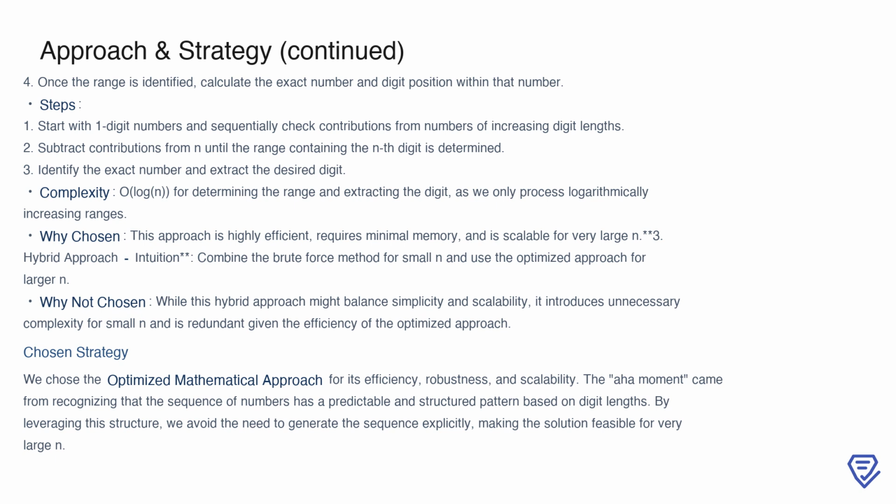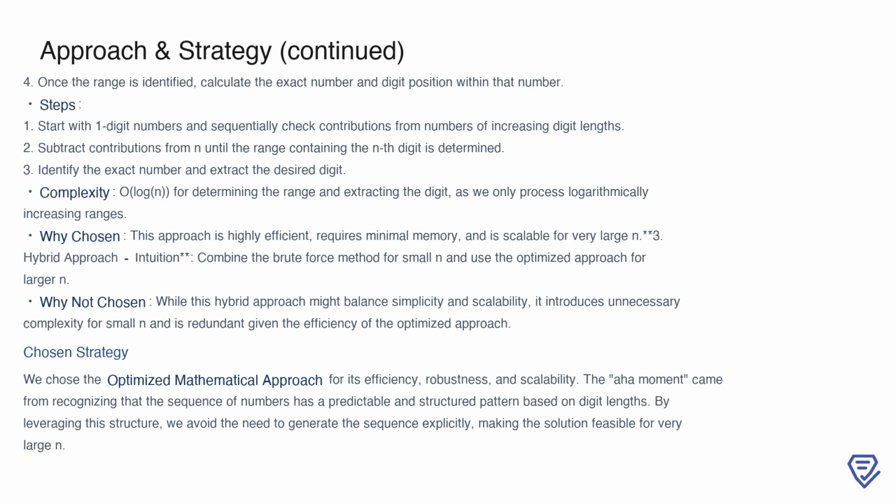To do this, we start with the smallest group, the 1-digit numbers, and iteratively subtract their total contribution to the sequence from n. We move through groups of increasing digit lengths, 2-digit, 3-digit, and so on, until the remaining value of n falls within the current group. At this point, we know the exact range of numbers to focus on.